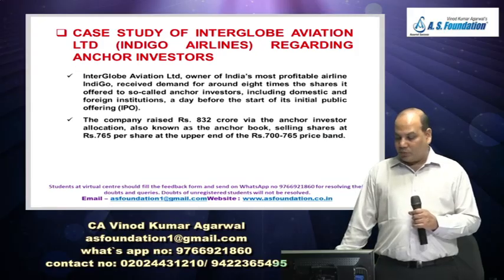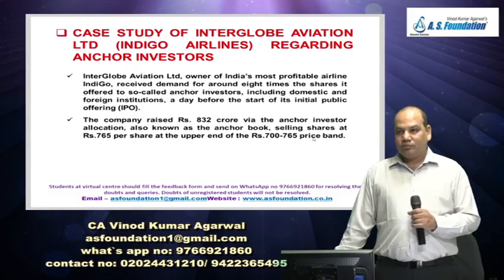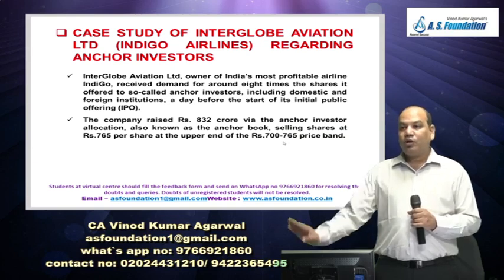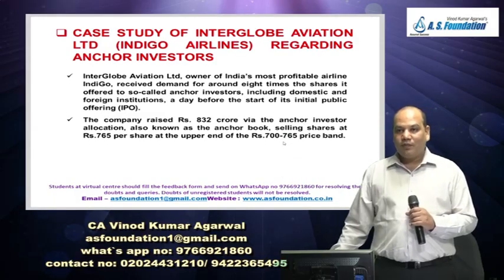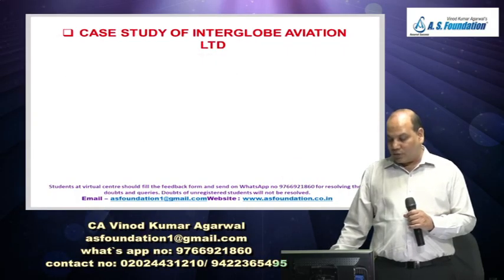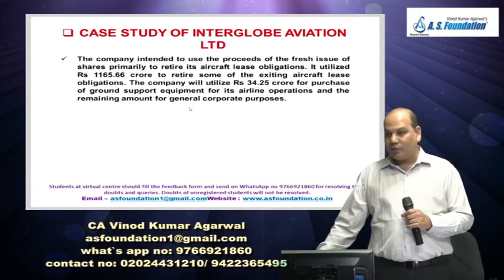The company raised rupees 832 crore via the anchor investor allocation, also known as anchor book, selling shares at rupees 765 per share at the upper end of the rupees 700 to 765 price band. So what was the price at which the shares were allocated here? On the highest band, 765, because that got so much demand, as it was the only profit making airline.